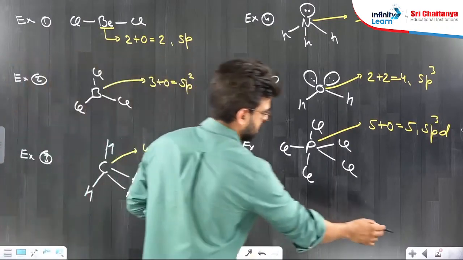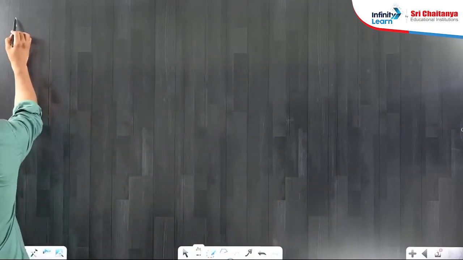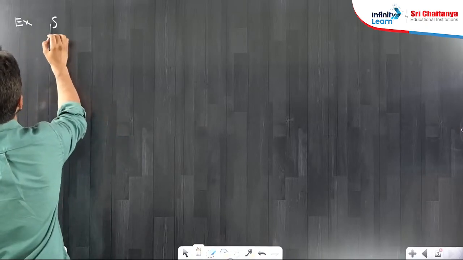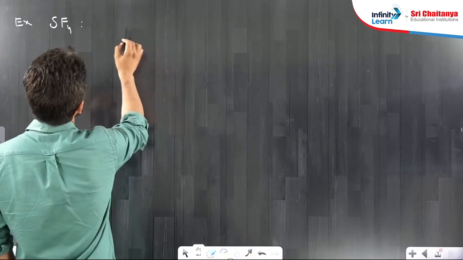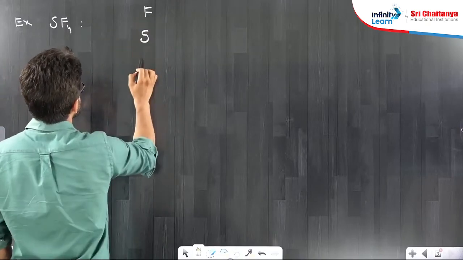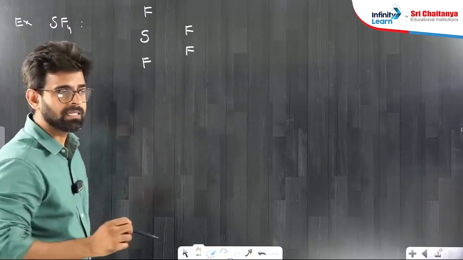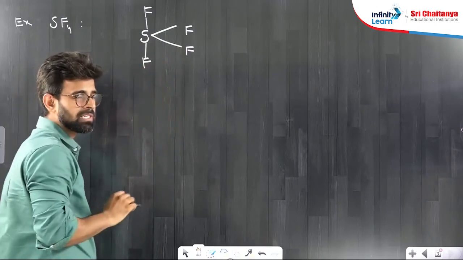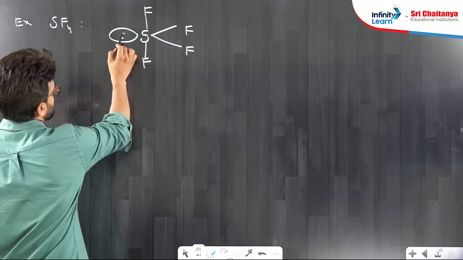We can go to the next example. Next example is SF4. Right? We can take SF4. If you go for the structure, sulfur is having how many valence electrons? 6 valence electrons, right? I am writing fluorine as the surrounding atom. You know fluorine makes a single bond as a surrounding atom. So single, single, single here, single here. Out of 6, 4 are used in making bonds. How many remaining? 2 are remaining for sulfur. So it becomes a lone pair.